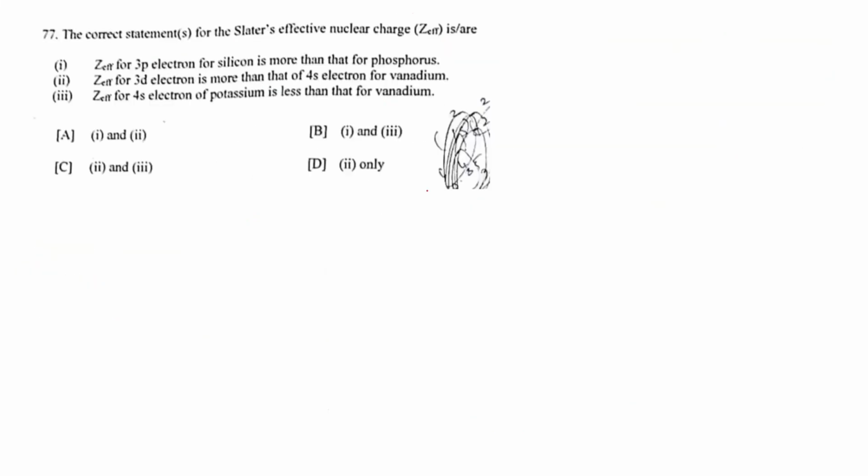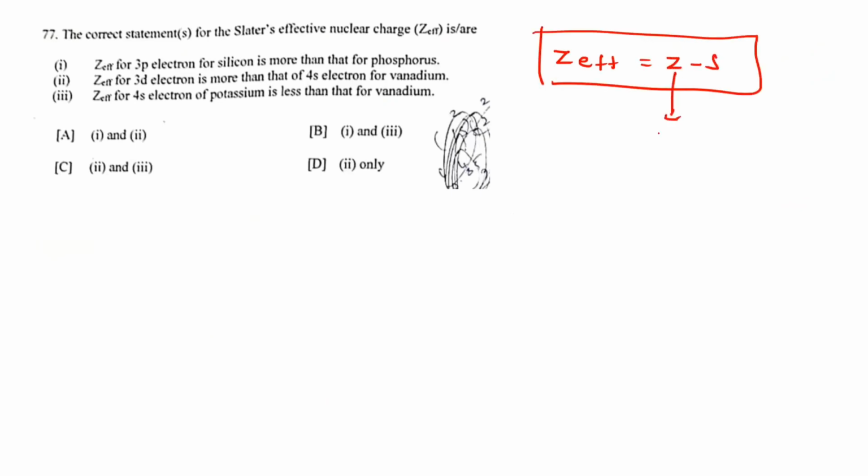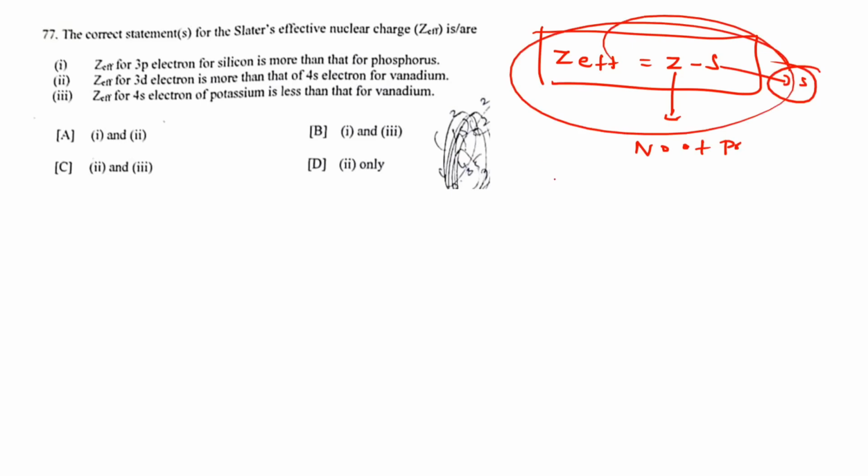And next question I'm going to discuss. This is the Slater rule. What is the formula? Z effective is equal to Z minus S. What is Z? Number of protons. What is S? Screening constant, right? Using this formula, we can solve this question. What is the correct answer? Option C is correct. We can apply it for all 3s, 3p, 3d, 4s orbitals to find the Z effective value. If you apply the formula to these orbitals, the correct answer is options 2 and 3.